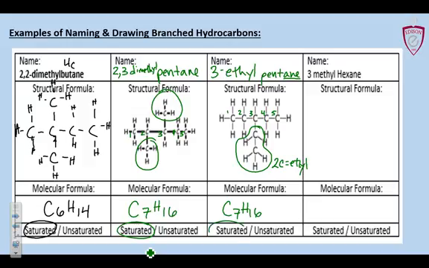Now, this is what we started talking about, isomers. If you look at 2,3-dimethylpentane and 3-ethylpentane, if you look at the structural formulas, they're very different. Well, the names are, and then the molecular formulas are exact. Right. And they're both saturated. We call these two things isomers, which means that they have the same molecular formula, different structure, different way the atoms are connected.